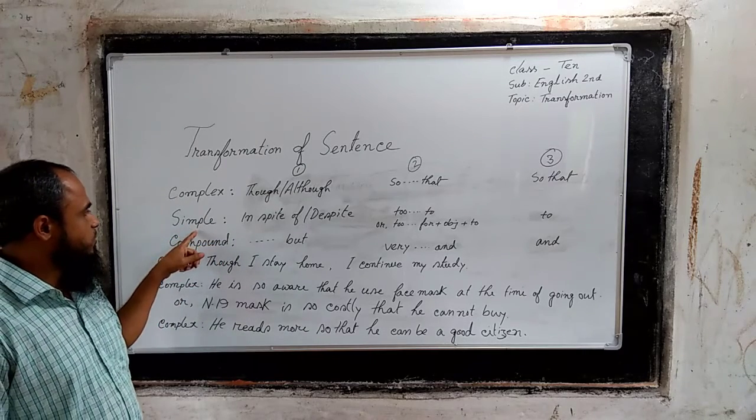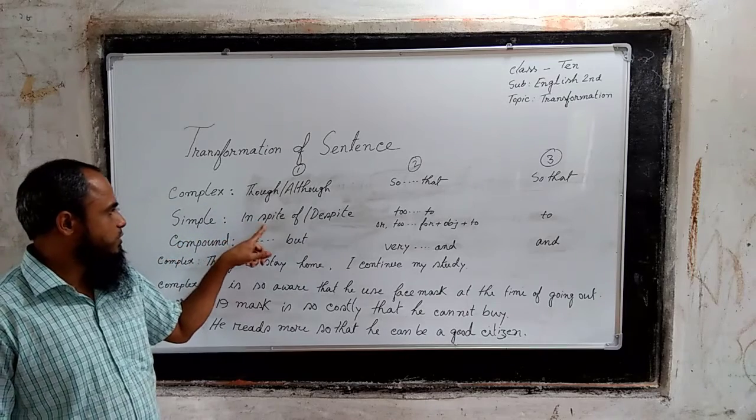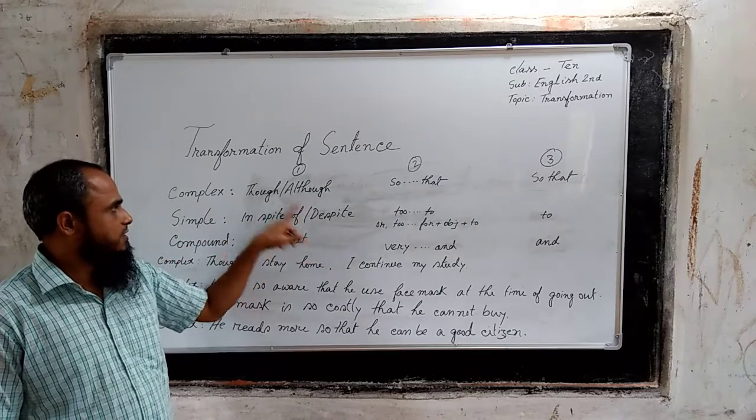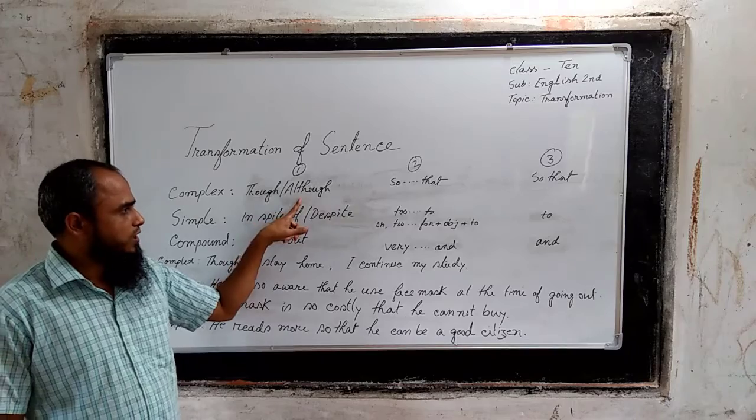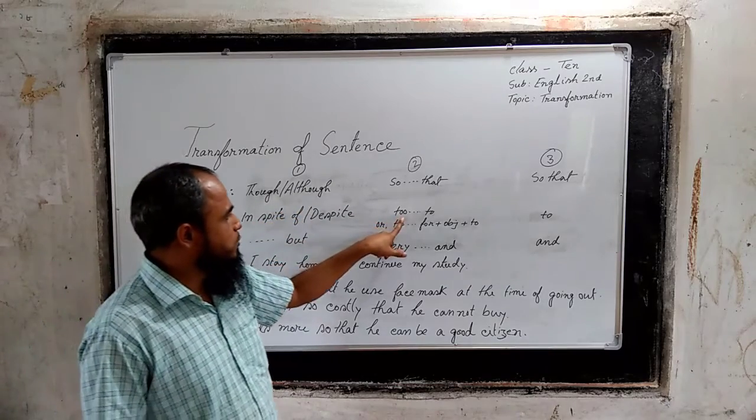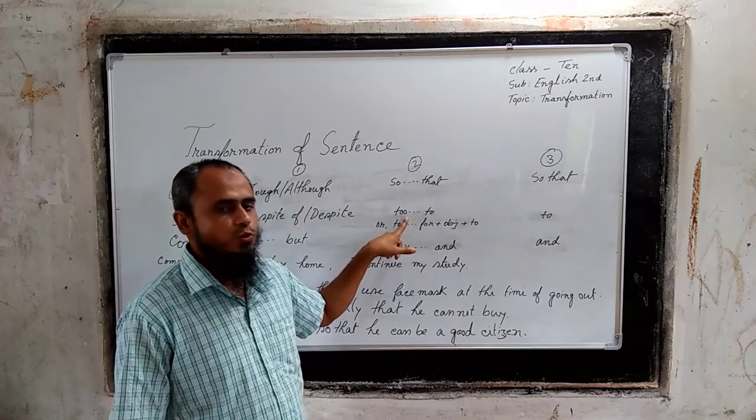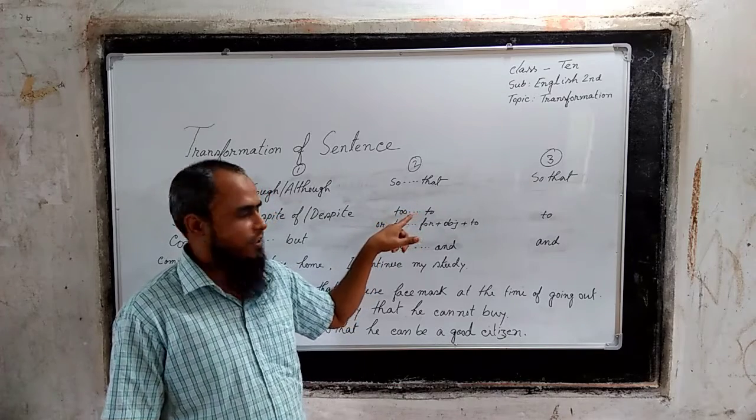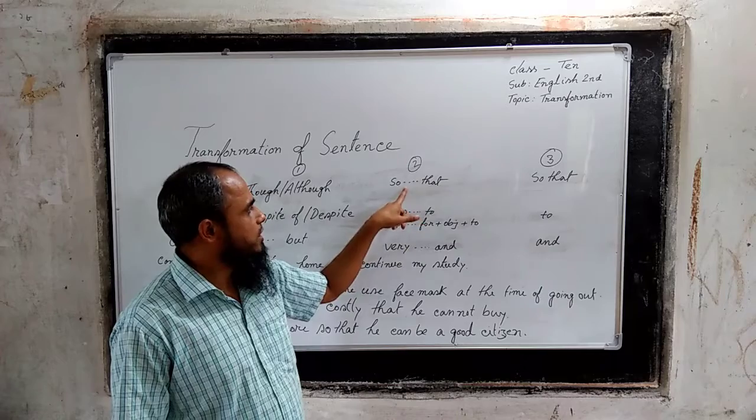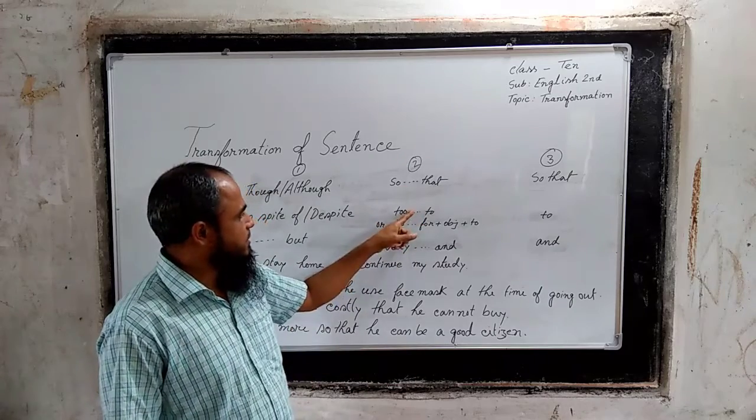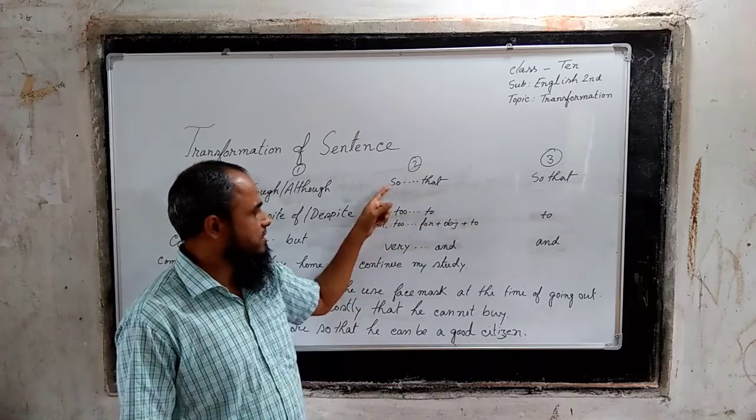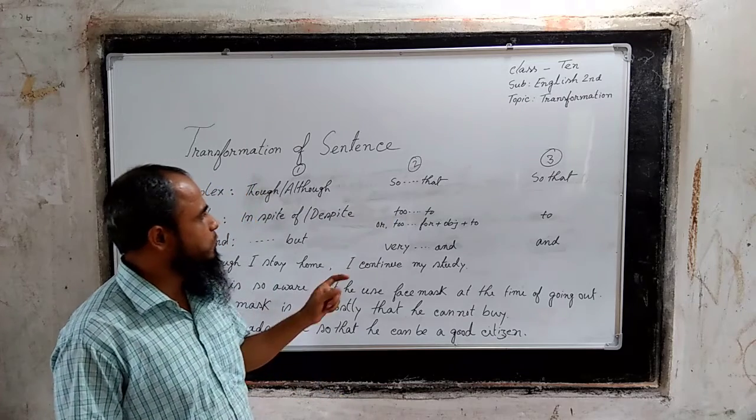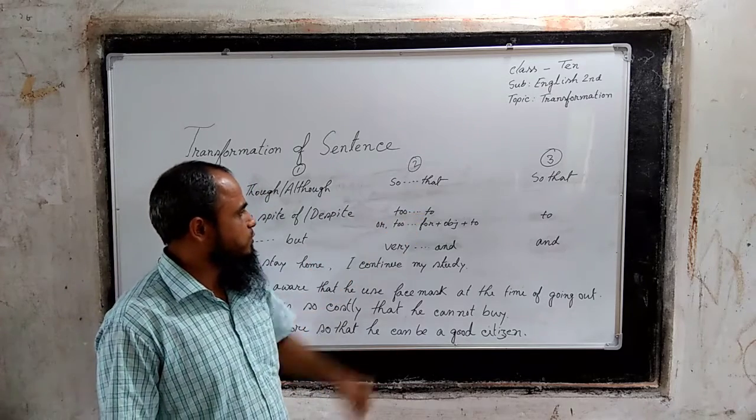If you are told to make it a simple sentence, then you will use "in spite of" or "despite" instead of "though" or "although". And you have to use "too ... to", that is "to". After "too", you will use an adjective or adverb. The adjective or adverb is used after "so", and it is used here. That means instead of "so", you have to use "too", and instead of "that" you have to use "to".